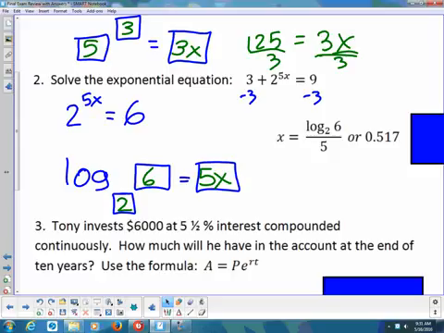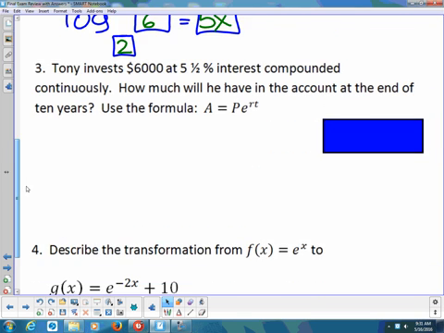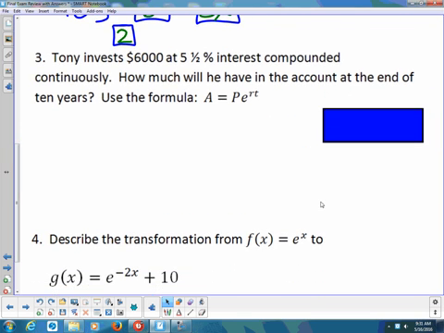Okay, let's take a look at number 3. Tony invests $6,000 at 5.5% interest, compounded continuously. How much will he have in the account at the end of 10 years? So we are using this A equals P times e raised to the rt formula. In this case, what are we plugging in for P and what are we plugging in for R? What are we plugging in for t?